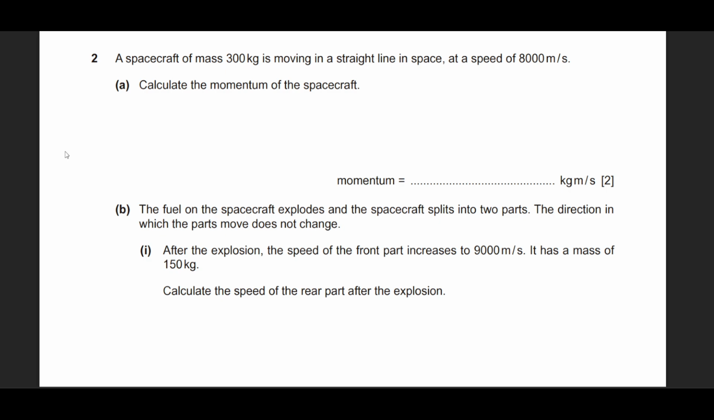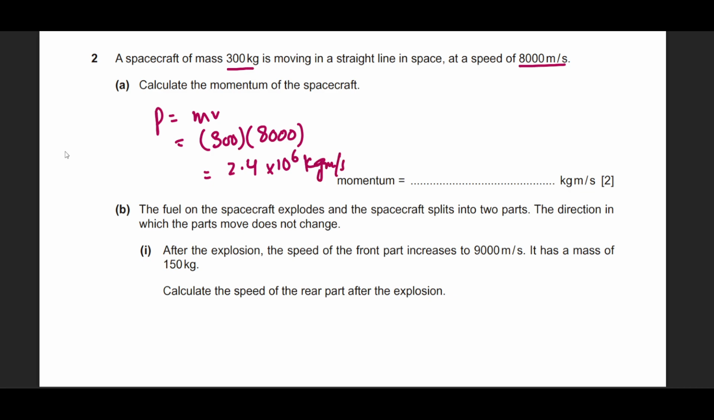Question number 2. He says that an aircraft has 300 kilograms moving at a speed of 8,000. Calculate the momentum. Momentum is a simple formula, that is mass into velocity. So this is 300 kilograms multiplied by 8,000 meters per second. The answer comes out as 2.4 into 10 raised to power 6 kg meters per second. Another alternate unit for momentum is Newton seconds, right? So 2.4 into 10 raised to power 6.